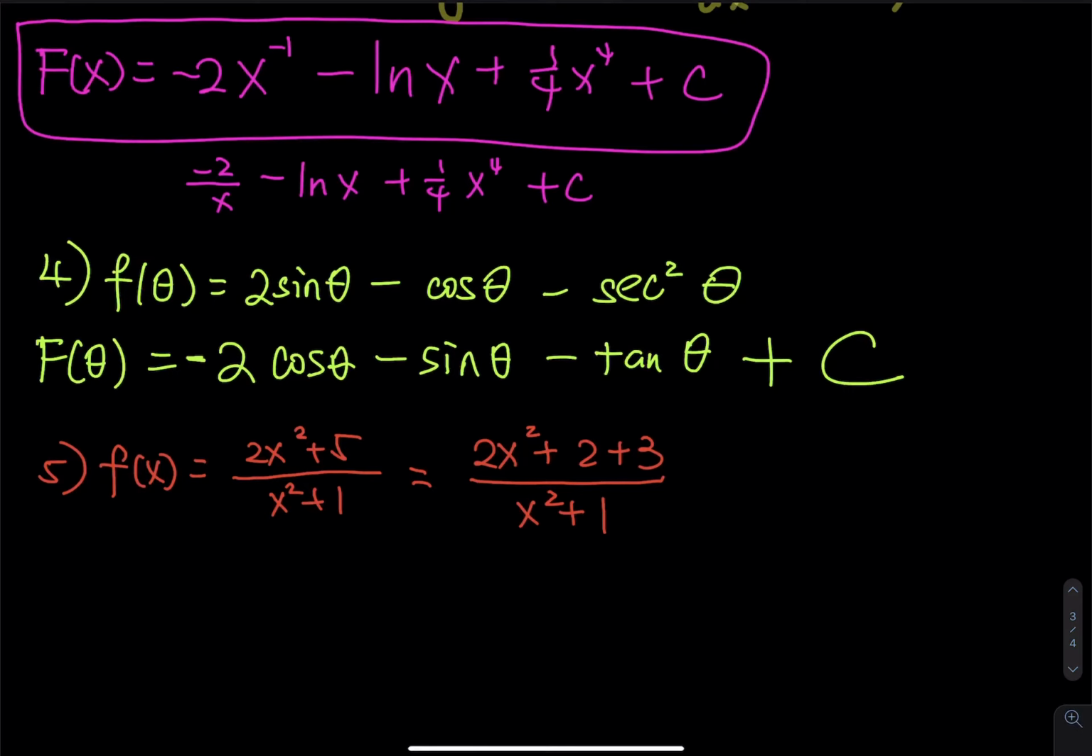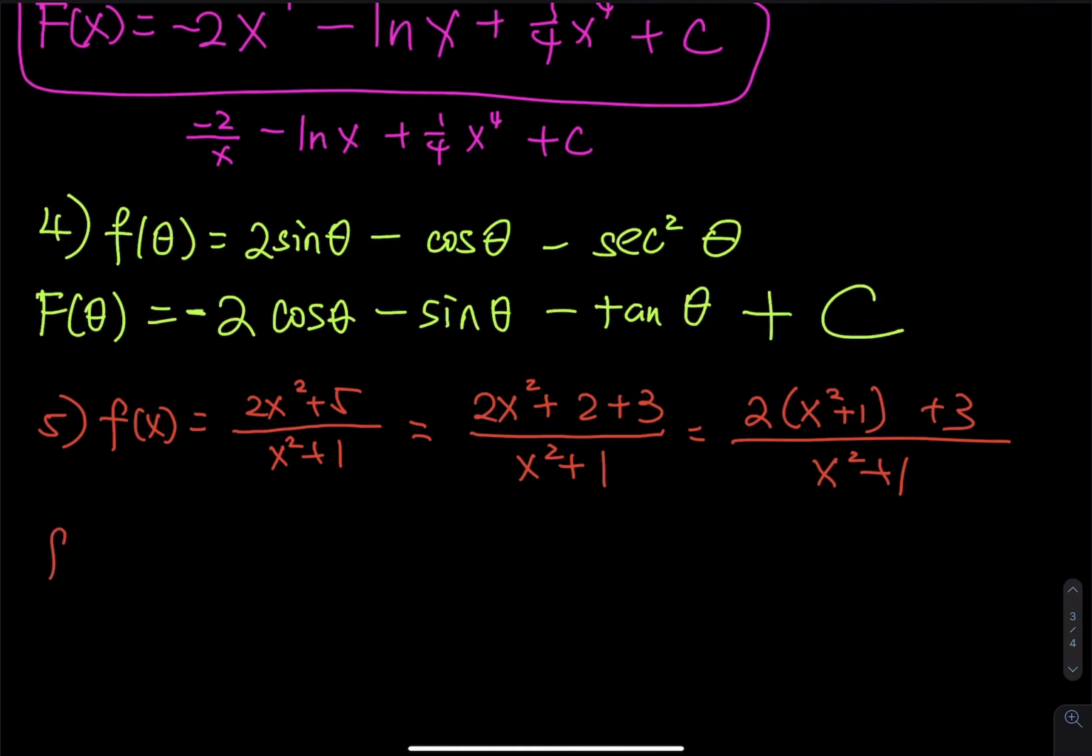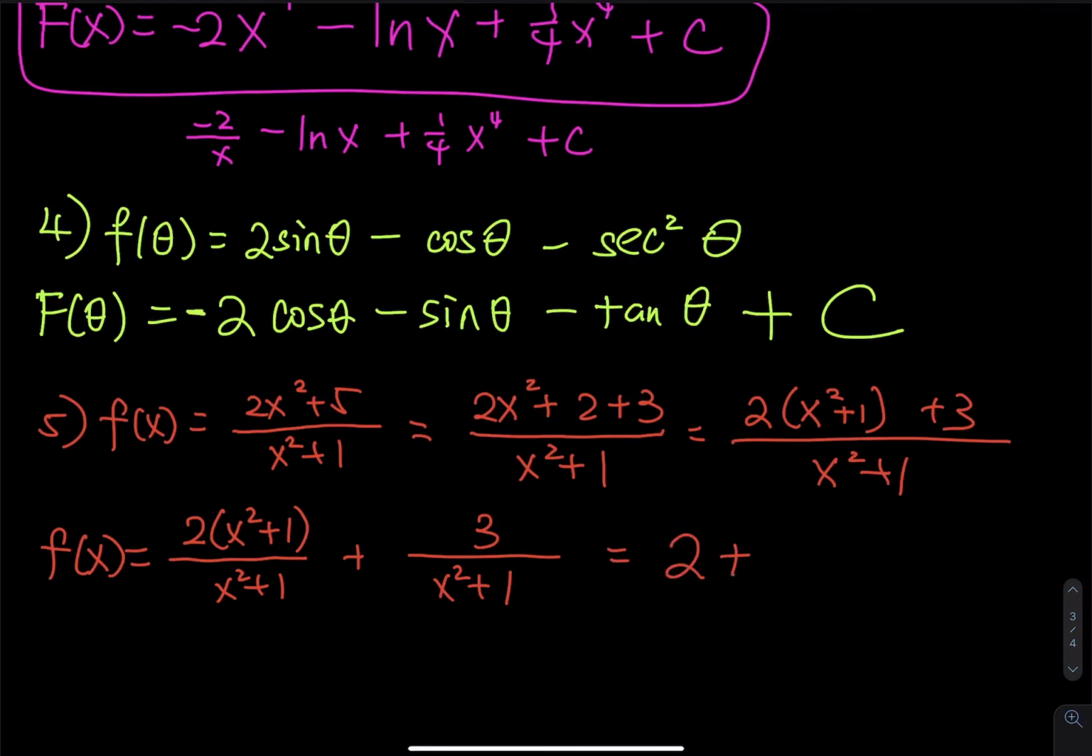There are many, many integration techniques that you will learn in the future when you get to your next level of calculus. The reason I do this is because I want to factor out a 2. So I have x squared plus 1, and then have the 3 at the end divided by x squared plus 1. And then I can break it down into two fractions. F of x is equals to 2 times x squared plus 1 divided by x squared plus 1, right? Using the x squared plus 1 as a common denominator. And then that becomes 2 plus 3 times 1 divided by x squared plus 1.